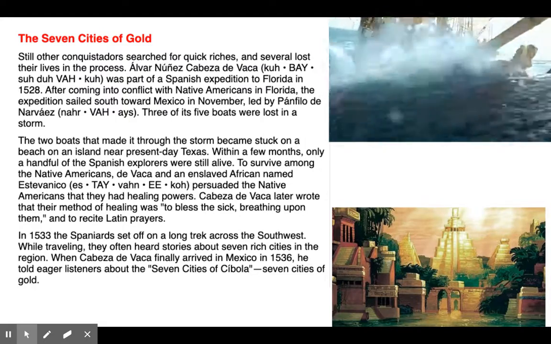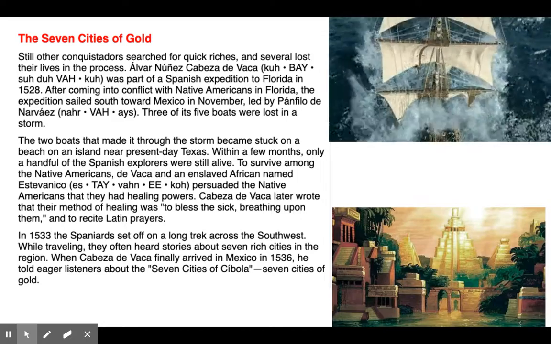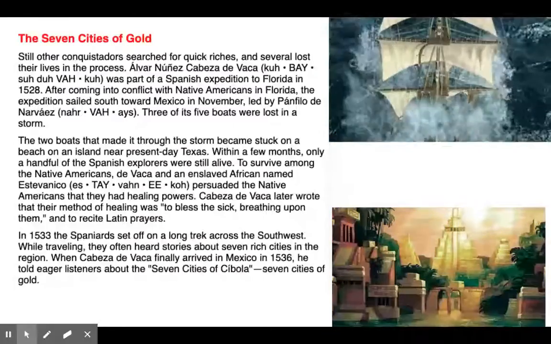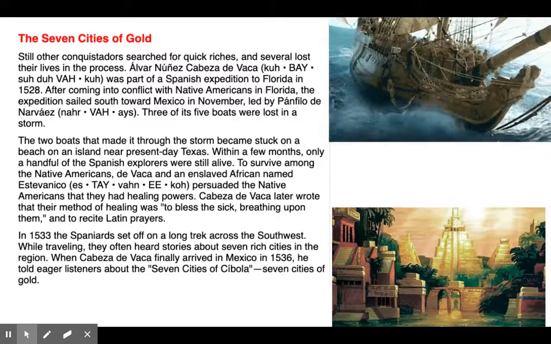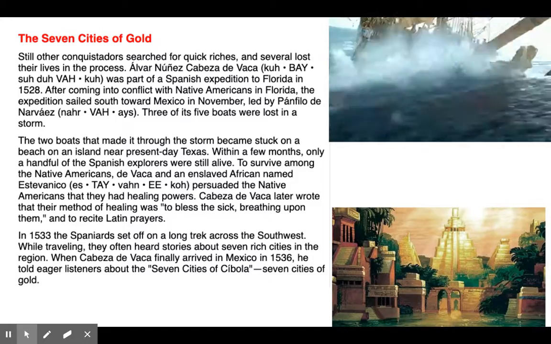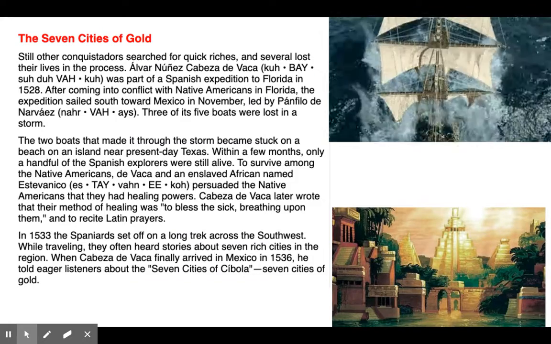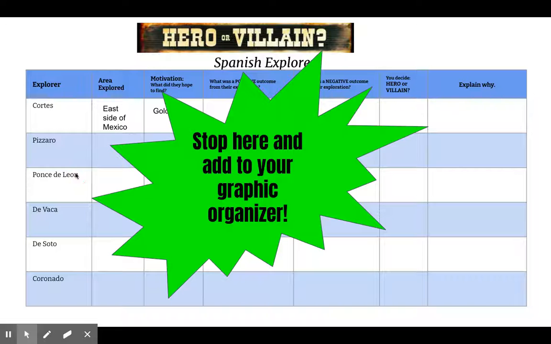In 1533, the Spaniards set off on a long trek across the Southwest. While traveling, they often heard stories about 7 rich cities in the region. When Cabeza de Vaca finally arrived in Mexico in 1536, he told eager listeners about the 7 cities of Cibola, 7 cities of gold. Stop here and take some notes on de Vaca.